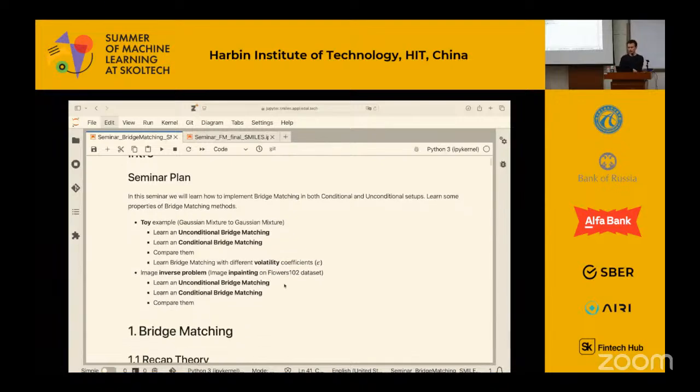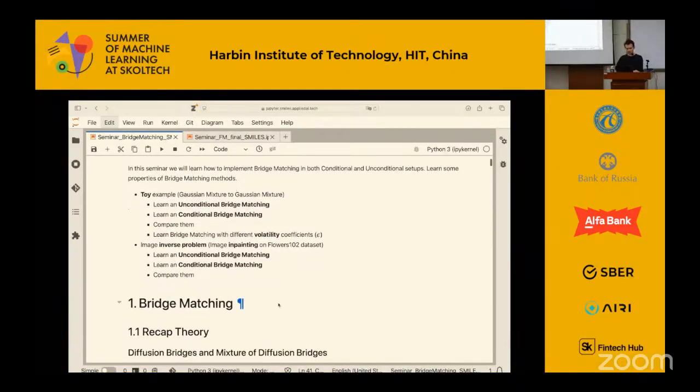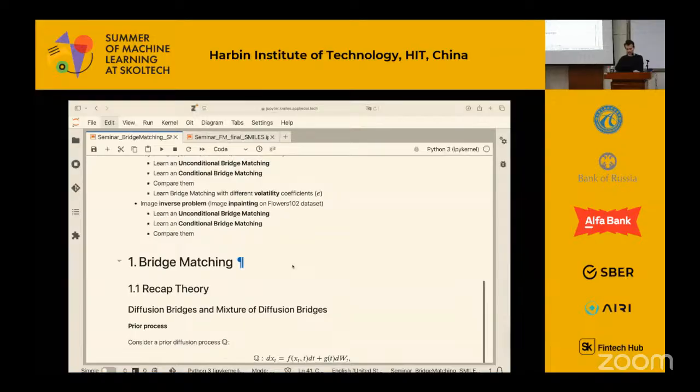And then we will try both bridge matching methods on an image inverse problem, which will be inpainting on the Flowers102 dataset. Again, we will learn conditional bridge matching, compare them, and see the difference between them.